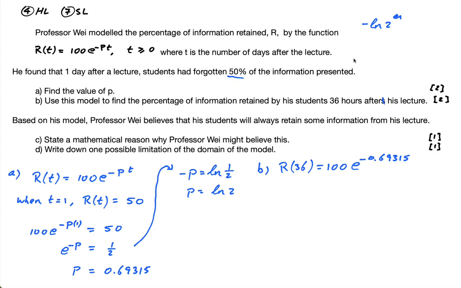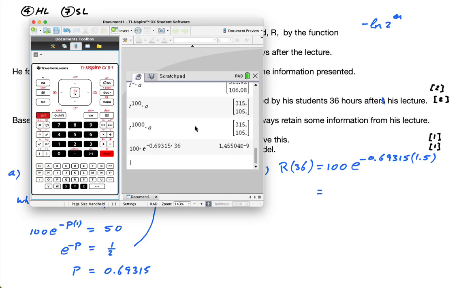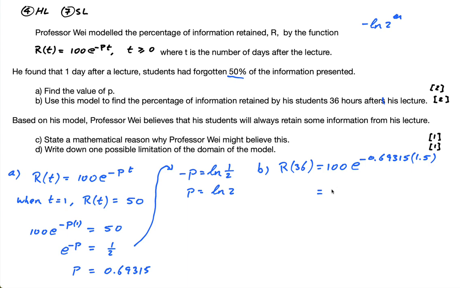What's my mistake? Well, T is the number of days after the lecture. So we don't put in 36 hours, we put in the number of days. How many days is 36 hours? Well, 24 is 1 day, so 36 is 1.5. So I'm going to put in 1.5. Okay, let me do that again. Apologies. 100 times e to the power of negative 0.69315 times 1.5 gives 35.3552.